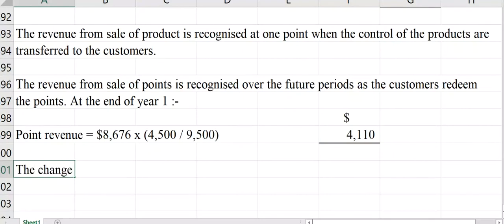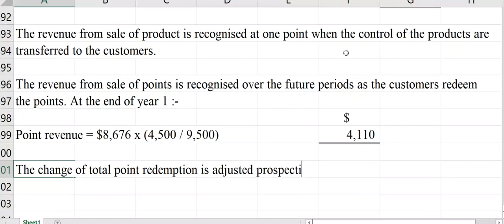The change, okay, am I sharing the spreadsheet? Yes. The change of total point redemption is just prospectively, because it is an estimation change.